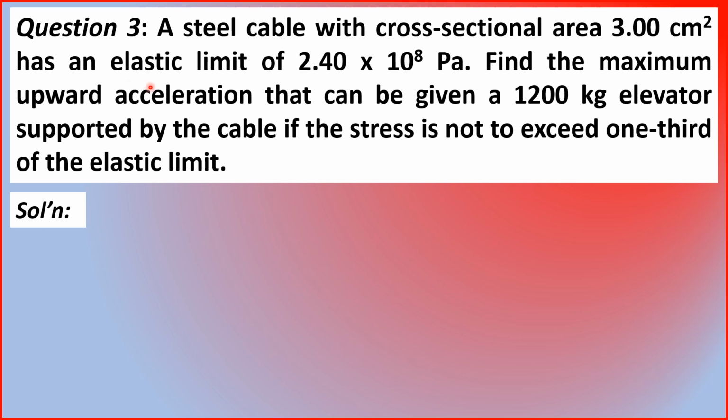Our last question, question number 3. A steel cable with cross-sectional area 3.00 centimeters squared has an elastic limit of 2.40 times 10 to the 8 Pascal. Find the maximum upward acceleration that can be given a 1,200 kilogram elevator supported by the cable if the stress is not to exceed one-third of the elastic limit.